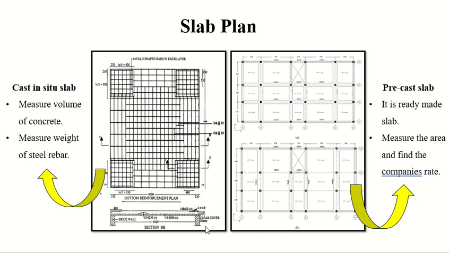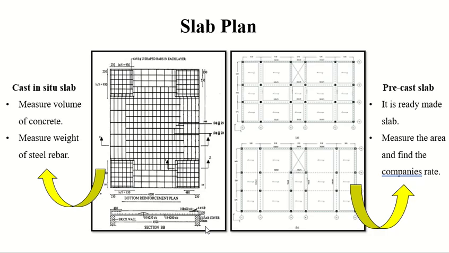Then we have the slab plan. The slab plan can tell you how much concrete you need for the slab. It gives you the size of the slab. And then you can have the cross sections as well. You can cut a cross section to see the reinforcement, to see the connections, to see the depth of the slab. What else?